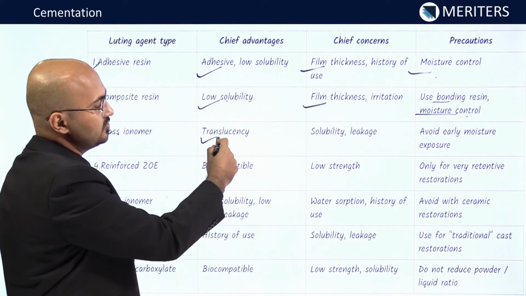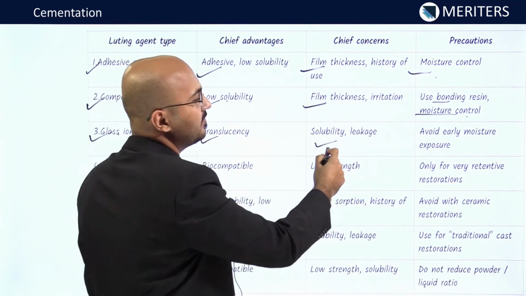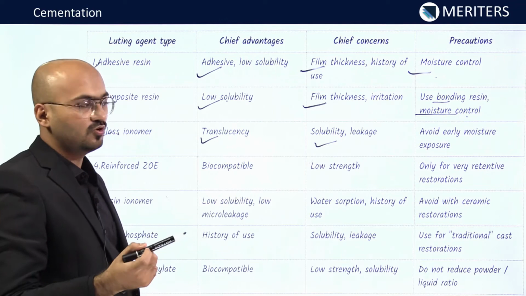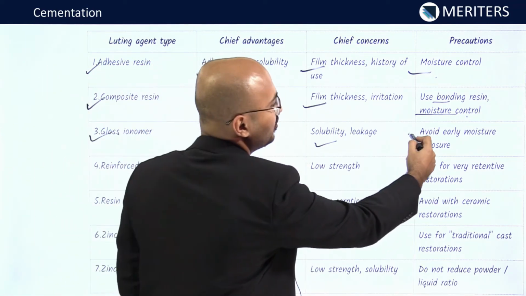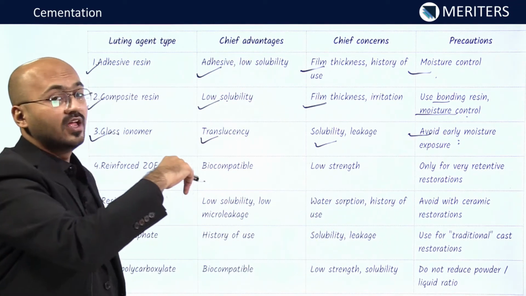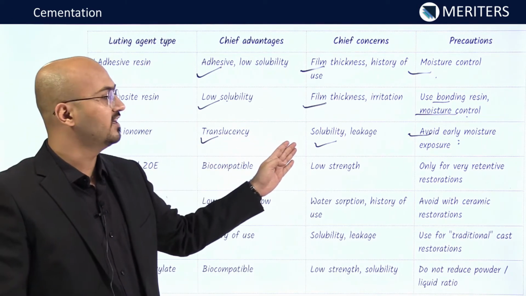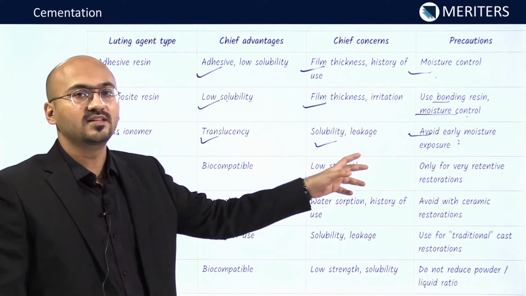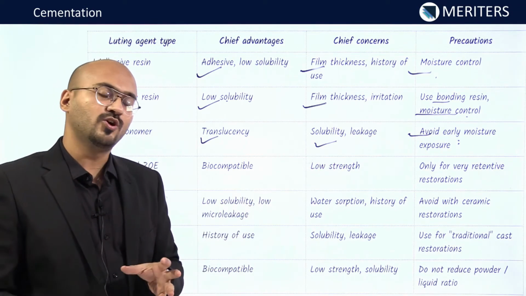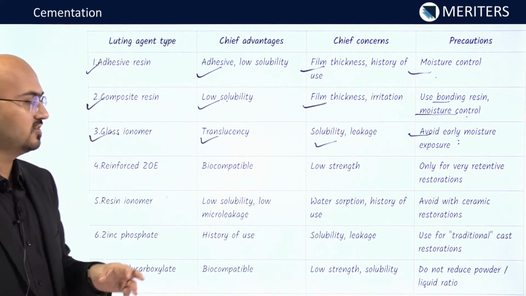It has good translucency, but solubility can be a problem if moisture control is not established, and you should avoid early moisture exposure. In the long term setting, the glass ionomer is not soluble. Microleakage is relatively lesser. But at the early setting time, because the moisture is going to change the setting reaction of glass ionomer, you have to be cautious.